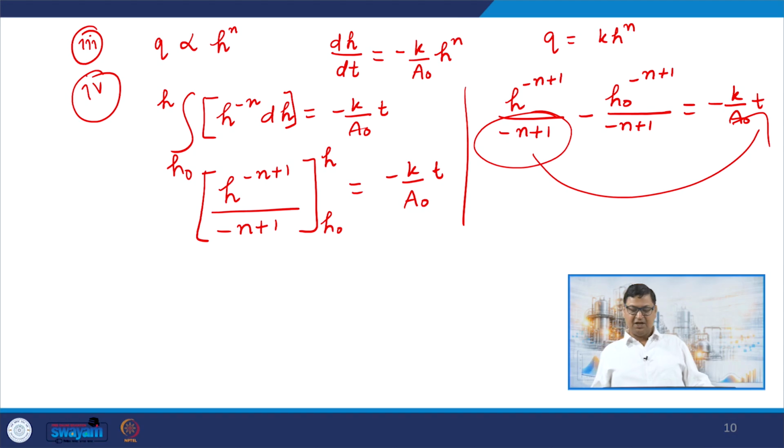Anyway, right? So now I have this kind of a relation, and again I can see what will happen for n less than 1 and n larger than 1, although it is not very intuitive to plot just from looking at this equation, unlike the exponential case that we had earlier.